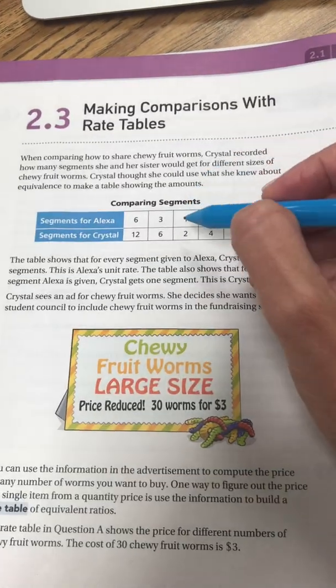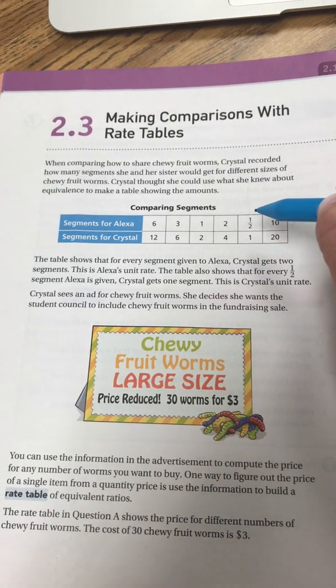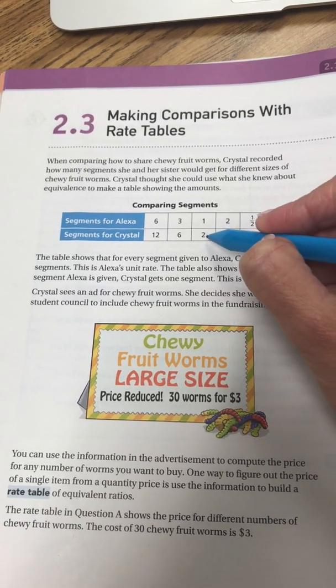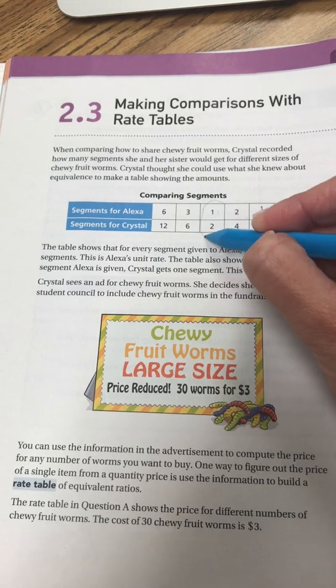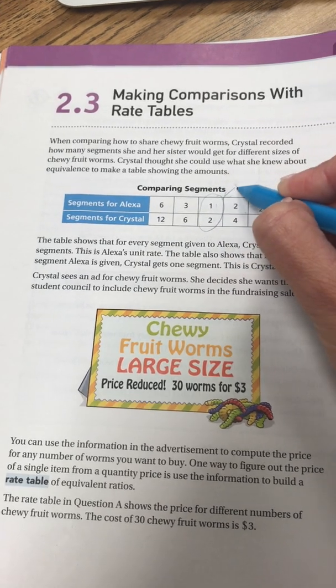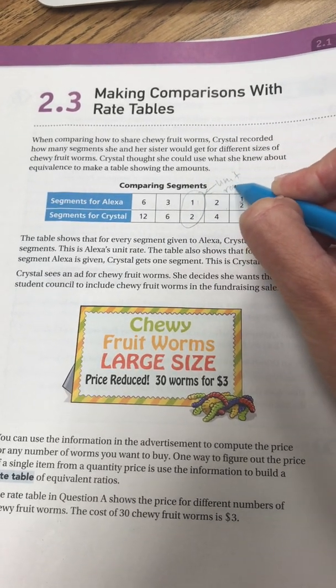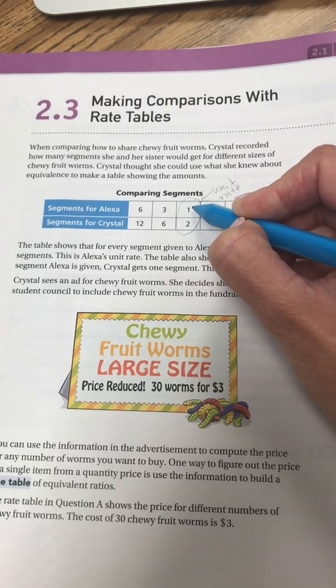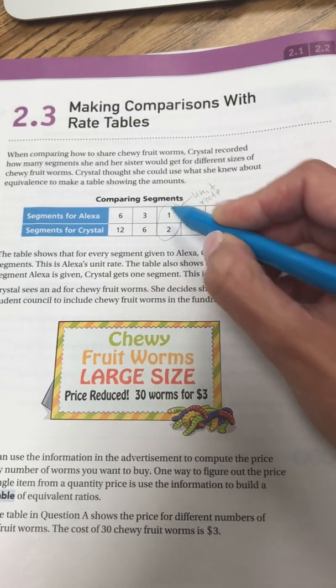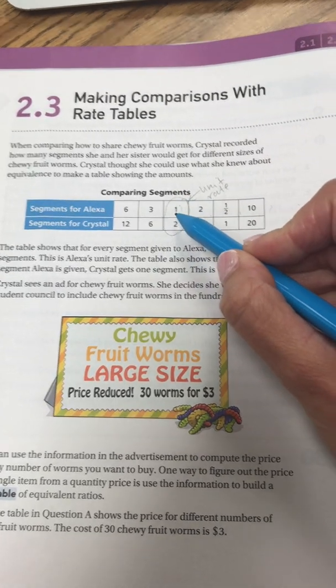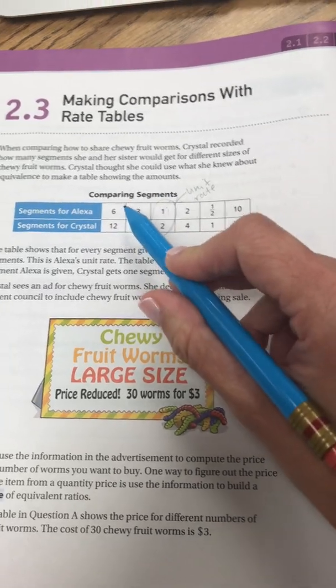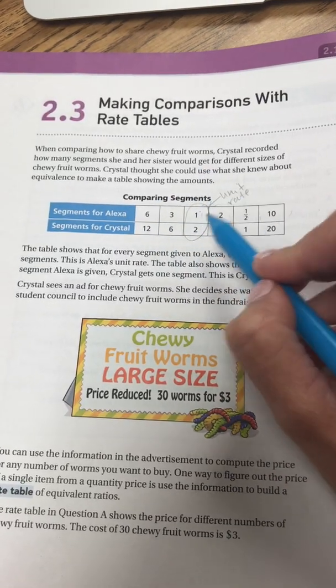So right here, where it says Crystal gets 2 segments for every segment Alexa gets, this is our unit rate because we have that 1. We have that 2 to 1. We have someone who only gets 1 piece. So that's our unit rate that can help us figure out any other information, that every other ratio follows this pattern.